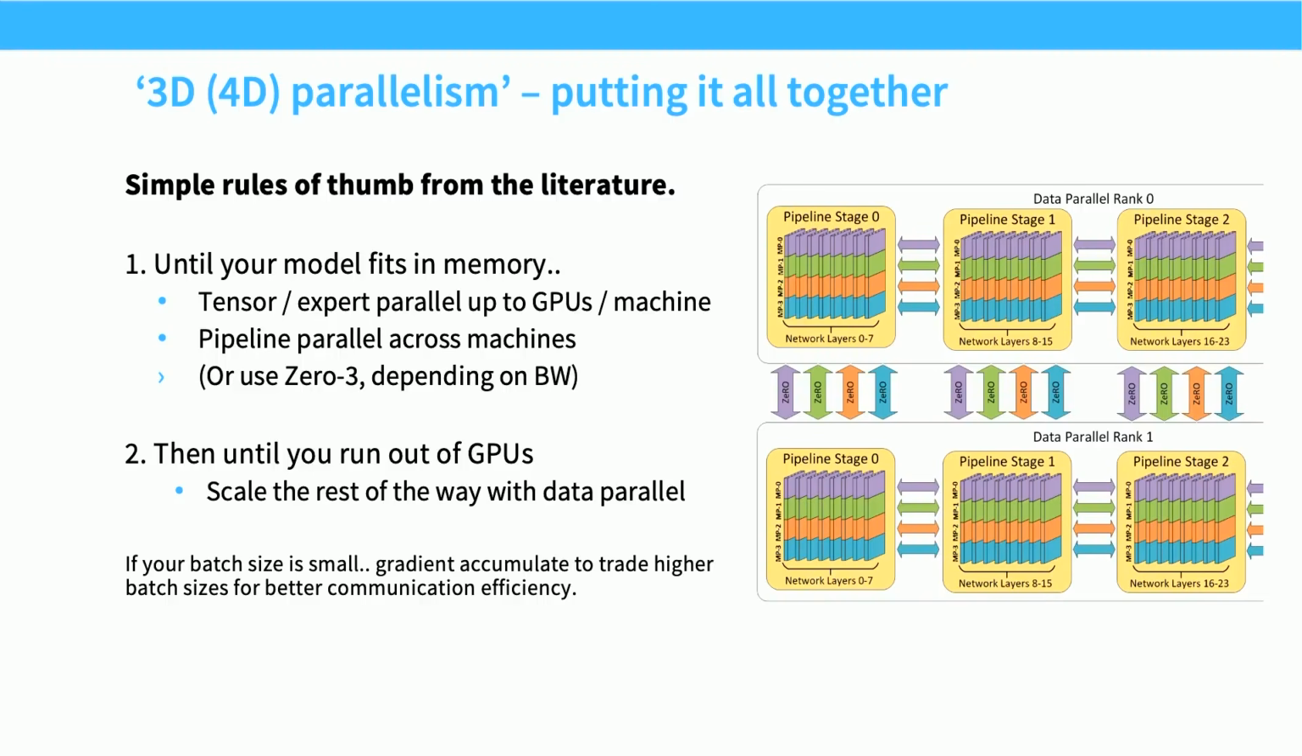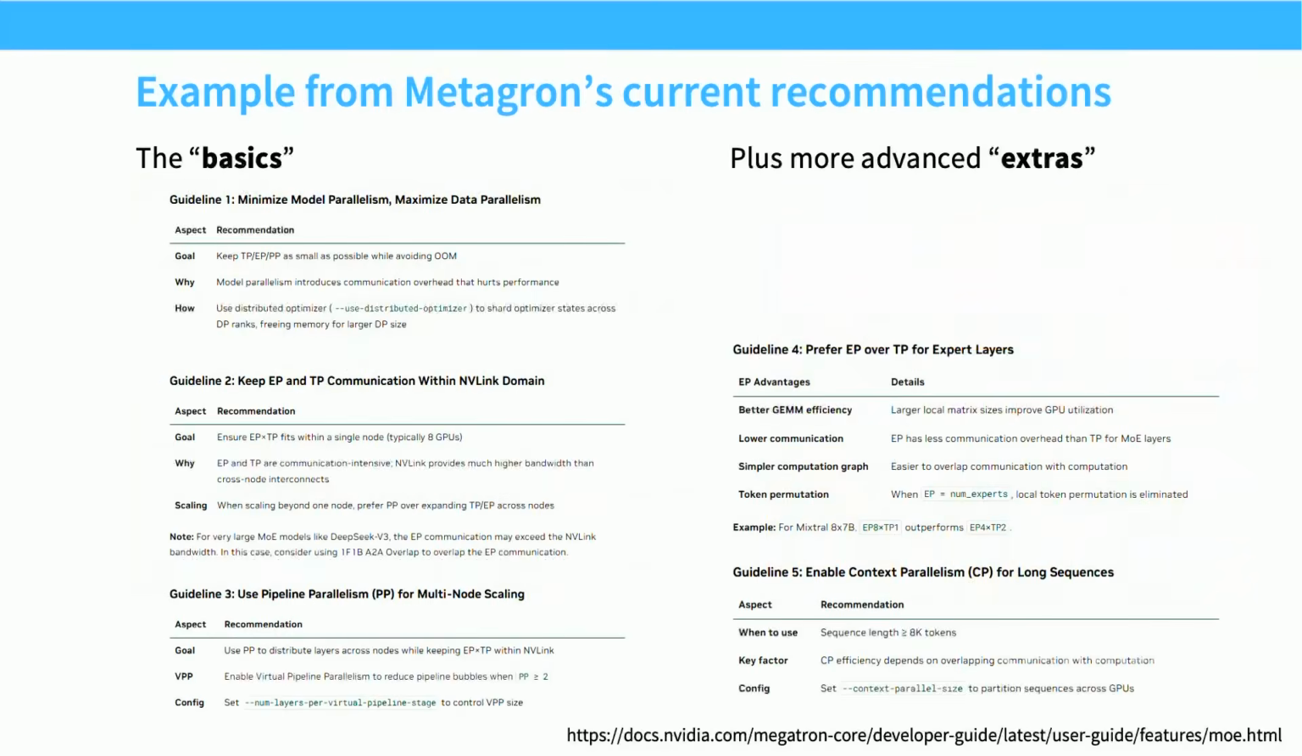So if you have 8 GPUs per machine, you're going to use a tensor or expert parallel of 8. And then you're going to use pipeline parallel or ZeRO-3, which is FSDP, the rest of the way to make your model fit. And once your model fits, then you're just going to data parallel the rest of the way, right? You use up the rest of your GPUs with data parallel. If your batch size ends up being too small, you can do gradient accumulation to get better GPU utilization, right?